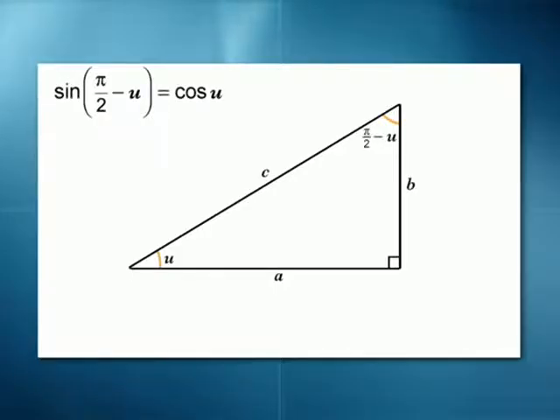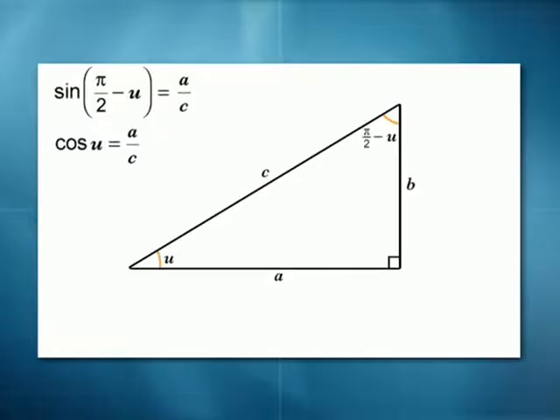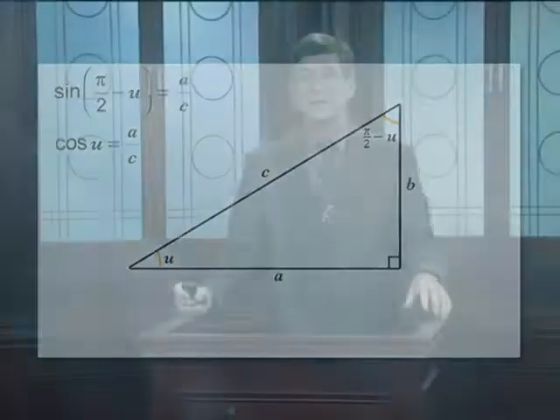All right, I'm going to calculate some trig values by using this triangle. What's cosine u? Adjacent over hypotenuse, A over C. So cosine u is A over C. What's sine of pi over 2 minus u? That's sine of the other acute angle, isn't it? The complementary angle. Sine of pi over 2 minus u is opposite over hypotenuse, A over C again. We get the same answer. So now I think you see geometrically why this property of cofunctions is true.